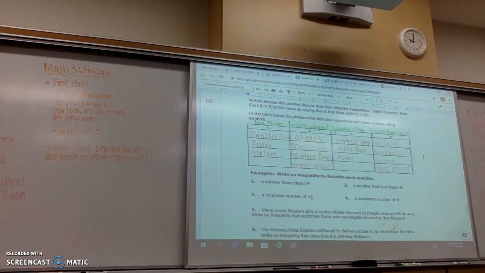Okay. Number 6, distance. The distance Pizza Express will travel to deliver a pizza is no more than 20 miles. Write an inequality that represents this. Harper, for number 6, what's the inequality for that one? More than. More than. Less than. X is less than or equal to 20.